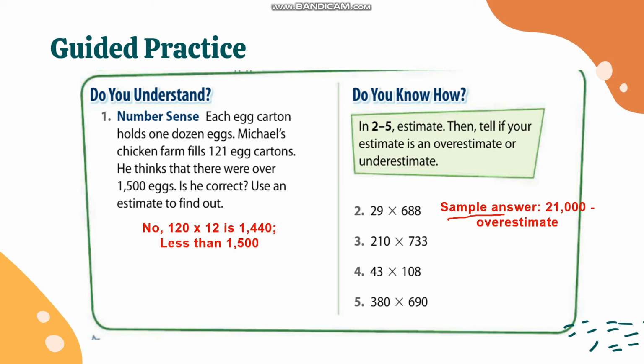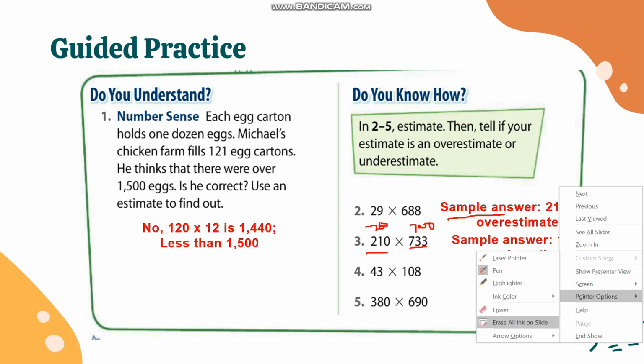We have a lot of answers here because maybe you can round only the tens place or you can adjust the number. Number 3, 210 multiplied by 733, my sample answer is 150,000 because I'm going to change this into 700 and I'm going to change this into 200. So 700 multiplied by 200 is 140,000, and that is an underestimate because from the original given, it becomes lower.